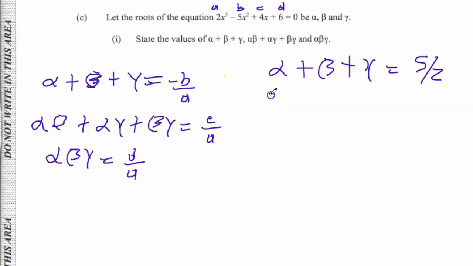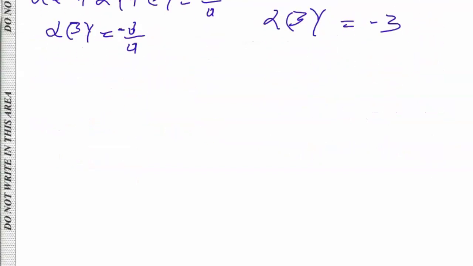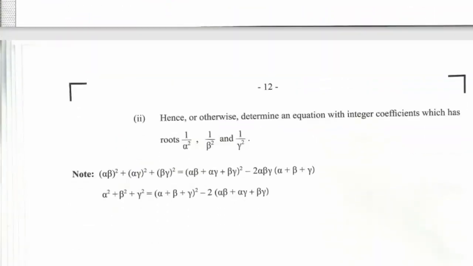And the sum of the products, alpha beta plus alpha gamma plus beta gamma: c is 4, so 4 divided by 2, that's 2. And then the product, alpha times beta times gamma, I made an error here, this will be negative d over a. Now d is 6, so negative 6 divided by 2, that's minus 3. Alright? So that's part C, part 1. Now part 2.